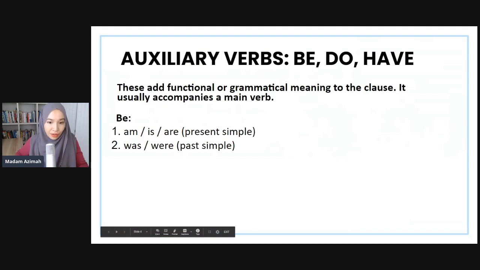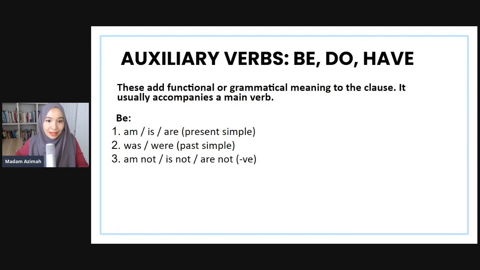And then we also have the negative version, which is am not, just adding not there, or is not, or are not, which are in the negative. And then was not and were not, which are also in the negative. Okay, so be, can you see how many verbs there are under be, right? So remember this, am, is, are, was, and were. And then we have the negative versions, right? So how many? 1, 2, 3, 4, 5. So that's the be verbs.